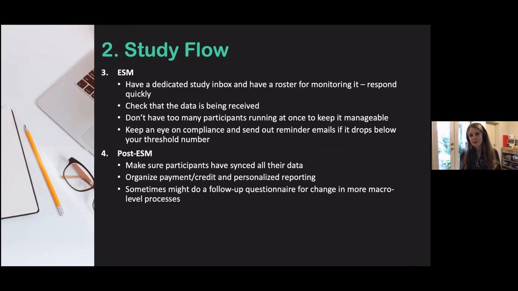And then sometimes people include a follow-up questionnaire in their study protocol, usually if they're interested in something that varies at a more macro level than ESM. So for example, people who study clinical symptoms might not be interested in the moment-to-moment variation, but they might be interested in the change across 2 weeks. And so this would be a good time to assess that.